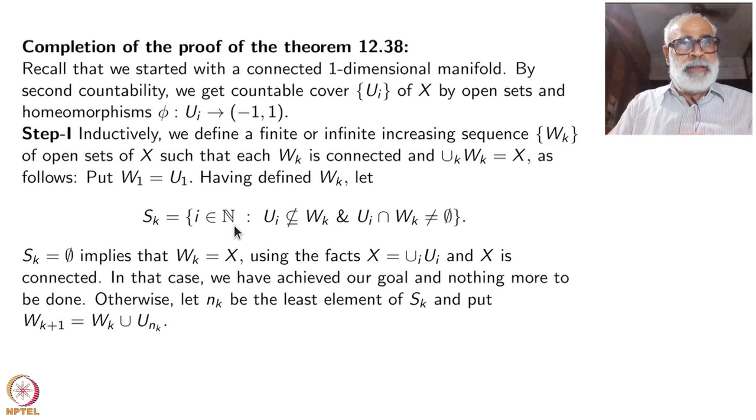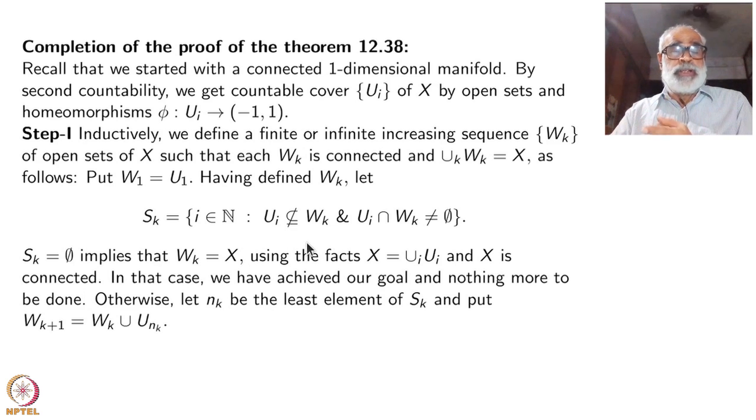It is a non-empty subset of n, so there is a minimal element. So take the first one, that is the minimum. If Sk is empty, you are finished. Wk has to be X, because X is connected. That's what we have to use. We have used that one, right? Because otherwise it will be a disjoint union. In that case we have achieved our goal, there is nothing to do.